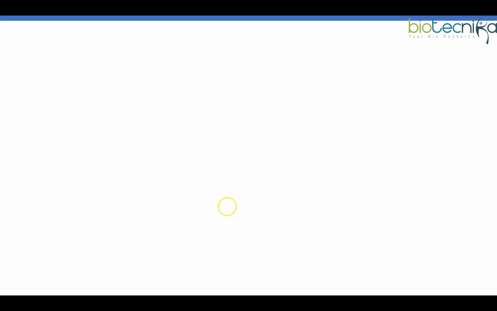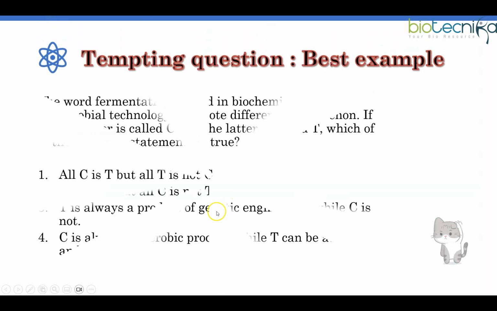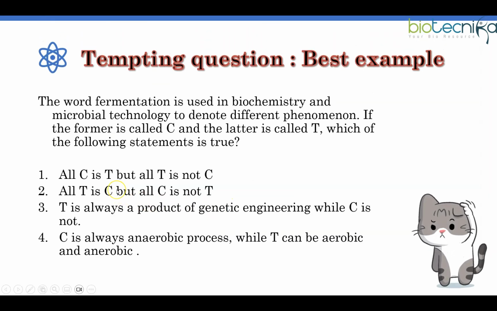That's why you need to be careful. Look at another tempting question. There can't be any better example than this. The word fermentation is used in biochemistry and microbial technology to denote different phenomena. Now, for fermentation they have used the letter C, and for microbial technology, the letter T. So instead of writing fermentation and microbial technology, they have played with the letters C and T.